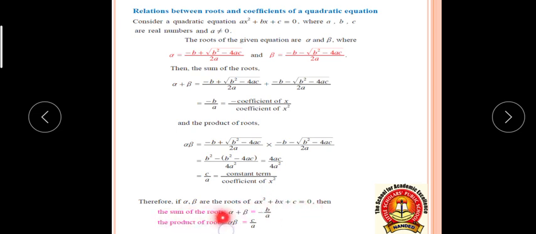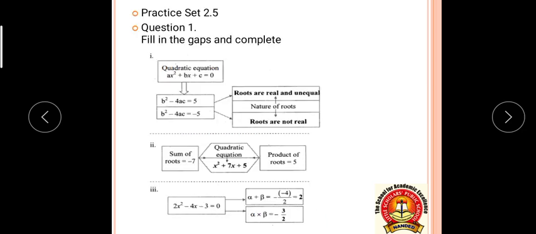Then the sum of the roots is minus b upon a and the product of the roots is c upon a. Okay, so these two values you have to remember. Next, now we will see practice set 2.5.